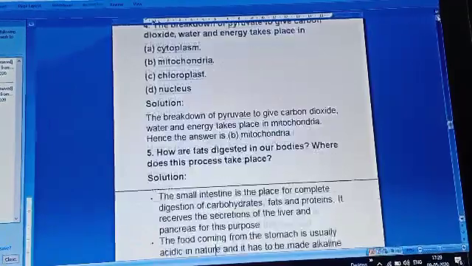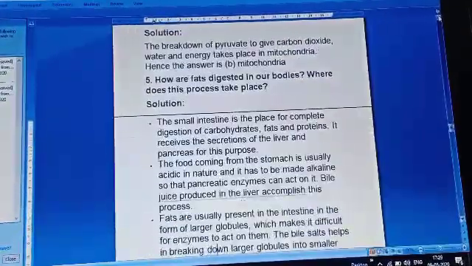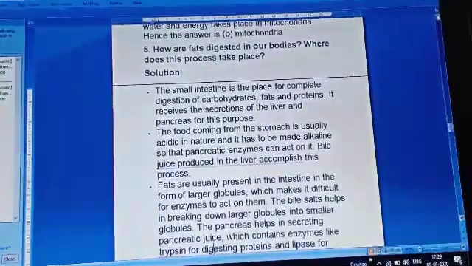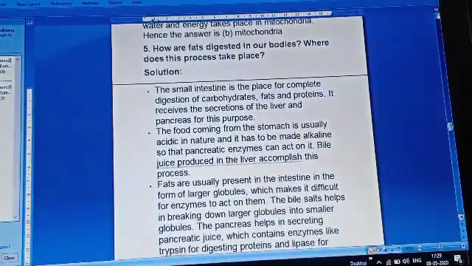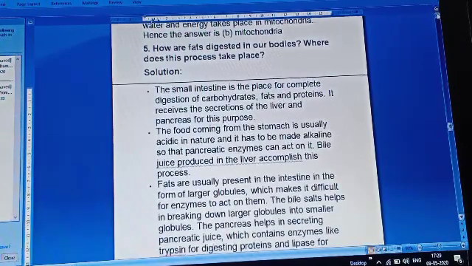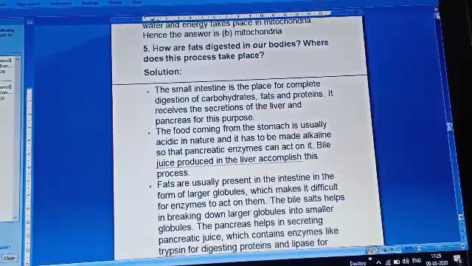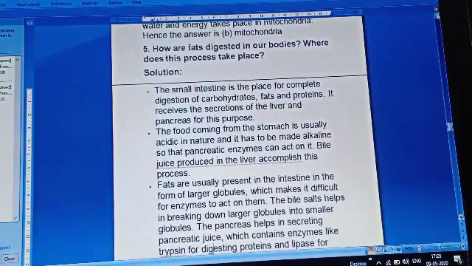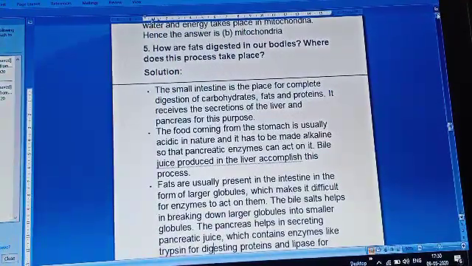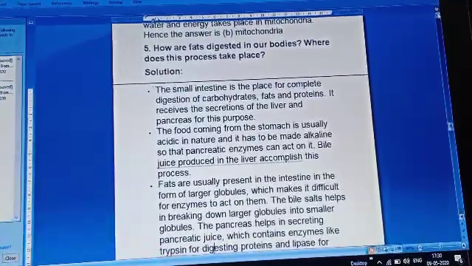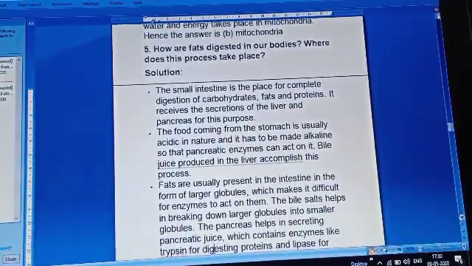The fifth question. How are fats digested in our body? Where does this process take place? The small intestine is the place for the complete digestion of carbohydrates, fats and proteins, because it receives secretions from the liver and the pancreas. The food coming from the stomach is usually acidic in nature. Why is it acidic? Because the stomach secretes dilute HCl, and due to the dilute HCl it becomes acidic.